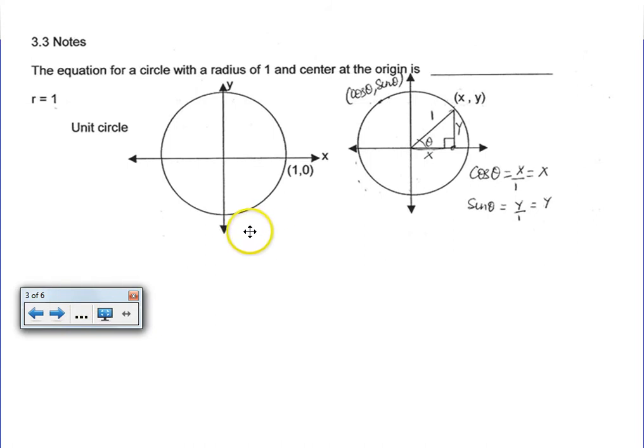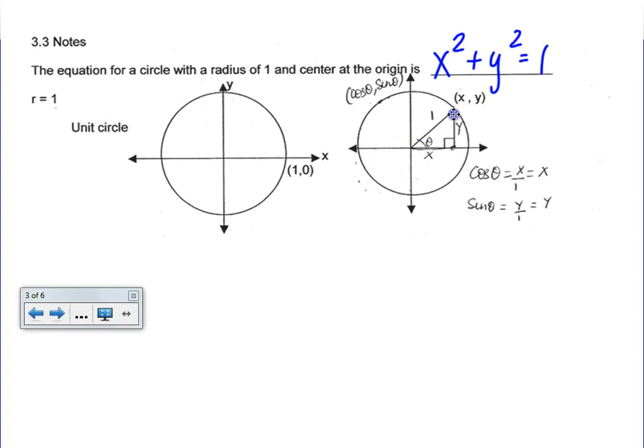Okay, now we're going to start the notes on 3.3. The equation for a circle with radius 1 and center at the origin, remember, was x squared plus y squared equals 1. Because the center at the origin means that you have nothing with your x and y, and the radius squared would be 1 still. So we have what's called the unit circle, which we've been kind of hinting at for the last few sections.